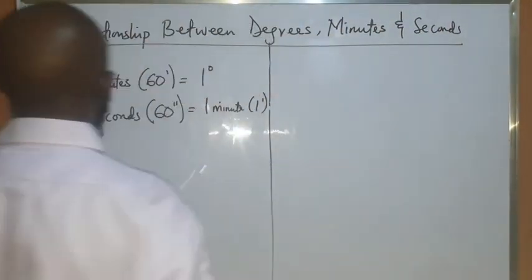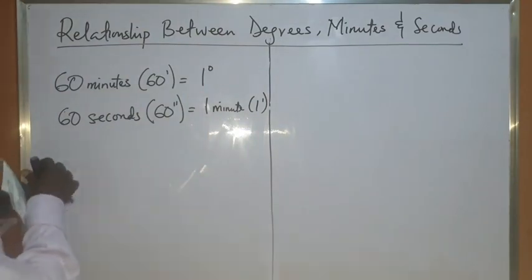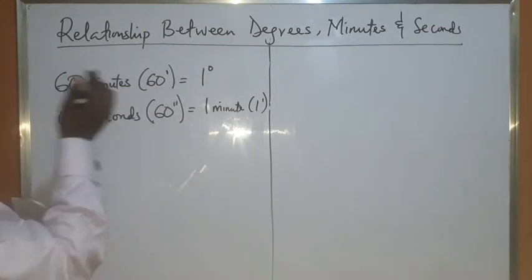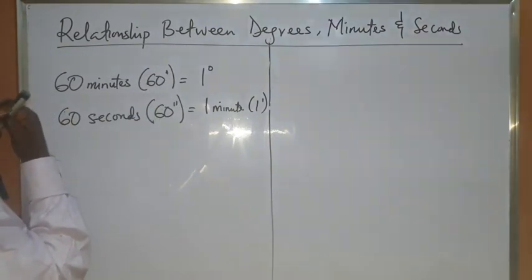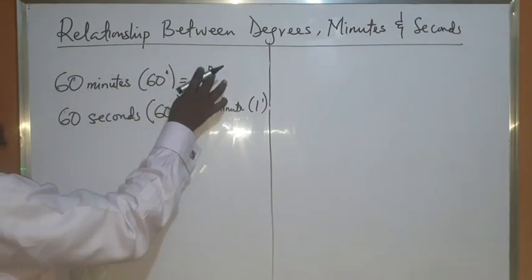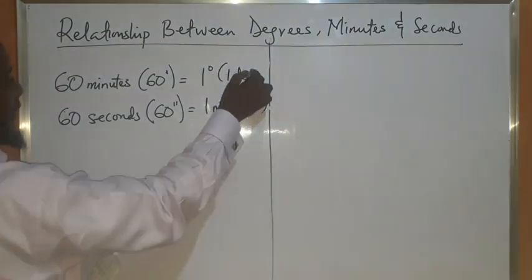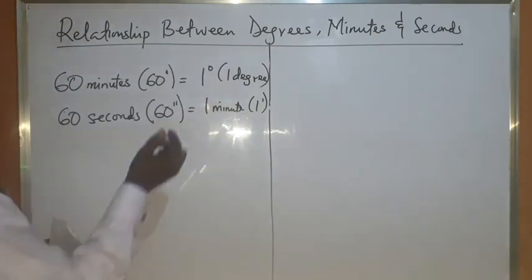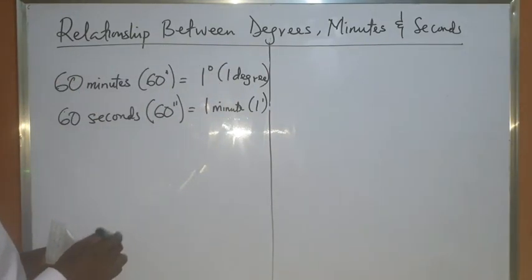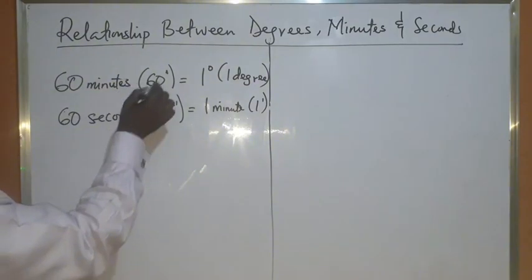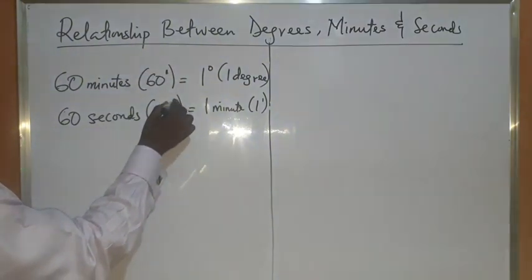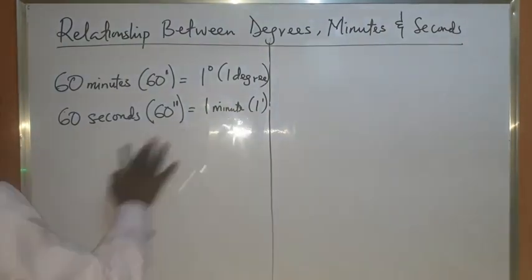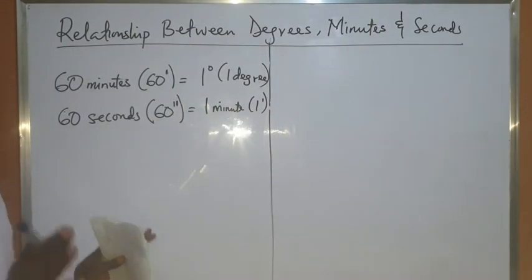Now 60 minutes, which is written with an apostrophe at the top, means minutes, and 60 minutes gives 1 degree. Degree is written as a small raised zero. Then 60 seconds, written with two strokes, gives us 1 minute. So that is the relationship between them.